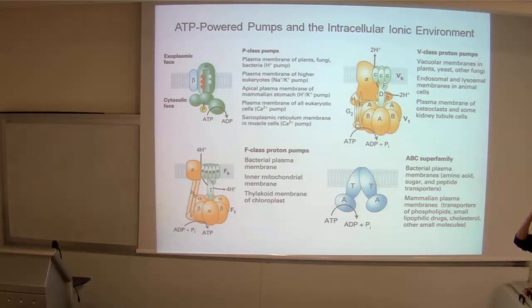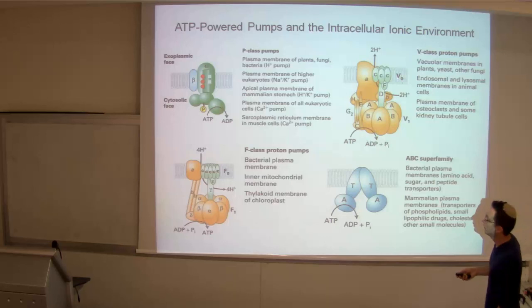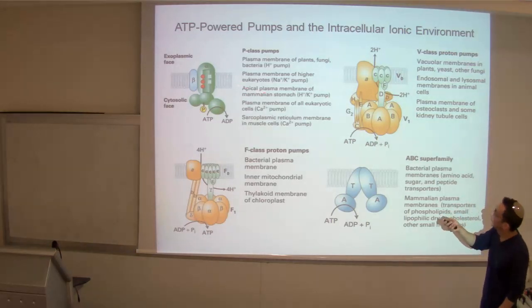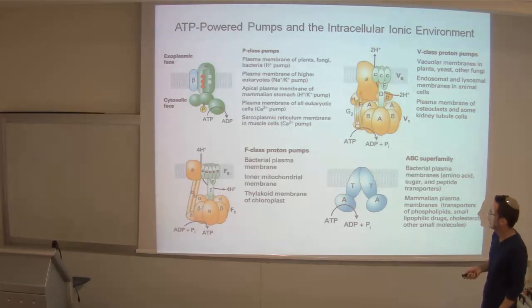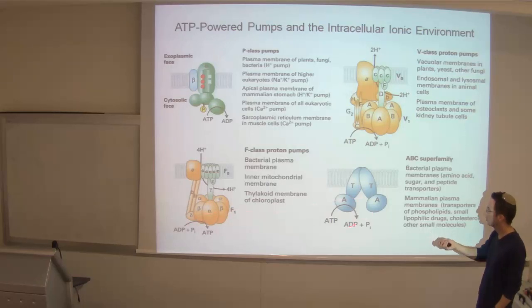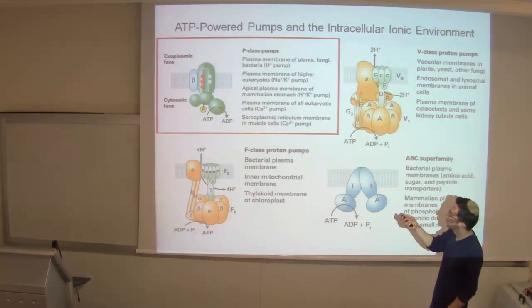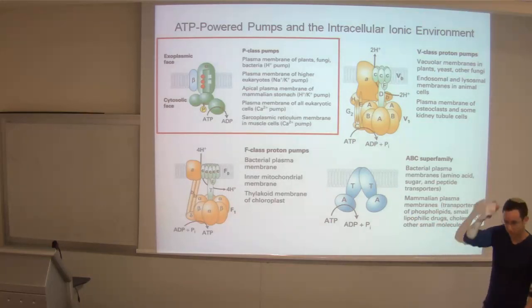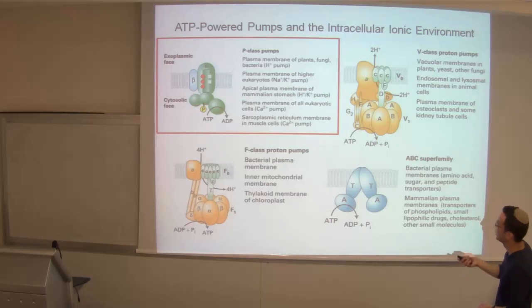There are four principal types of ATP-powered pumps in nature, and we will only mention here the P and V classes, and just bring the others for a full picture. So let's start with the first one, the P class pump. It's a highly conserved pump. It's found in many kingdoms in nature, and it usually sits on the plasma membrane and transports ions.